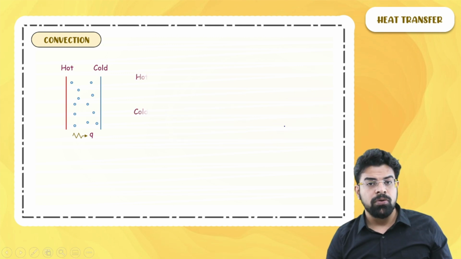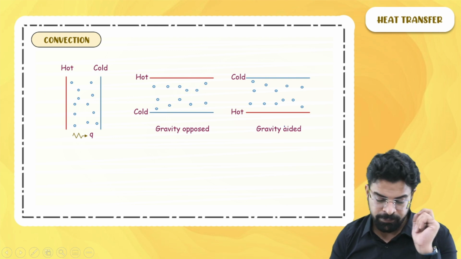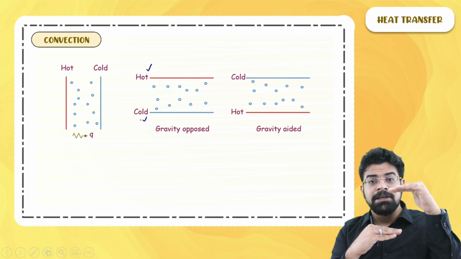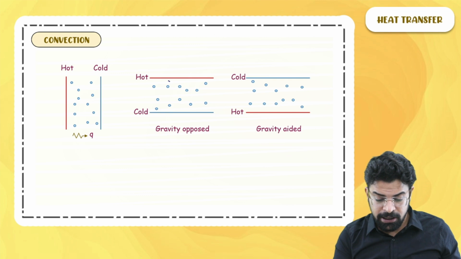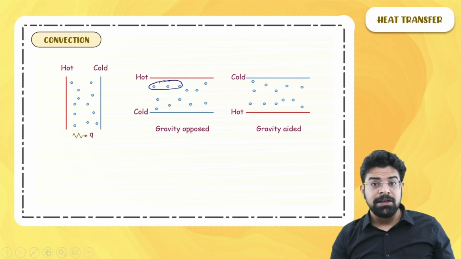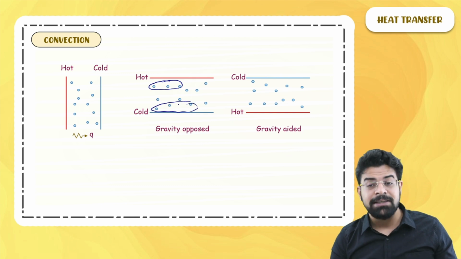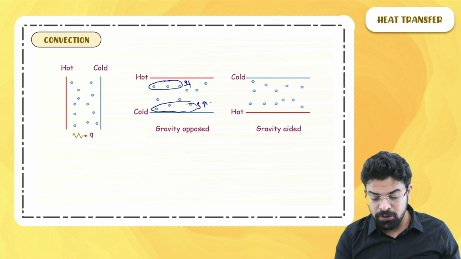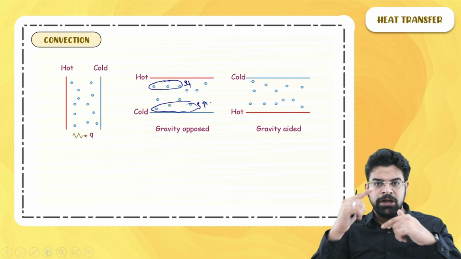So you should know there is something called gravity aided convection and gravity opposed convection. When you place the hot plate above the cold plate, it is gravity opposed convection. Why? Because the air near the hot plate gets hot, its density decreases, while the air near the cold plate gets cold, its density increases. So its density is less, its density is more. So the less dense stays on top of the more dense. There is no circulation current.